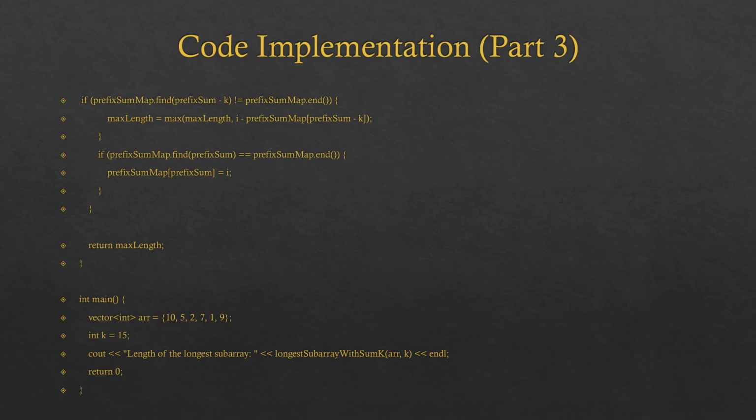Finally, if we encounter a new prefix sum, we store its index in the hash map, so we can refer to it later if needed. This way we ensure that we are efficiently calculating the longest subarray.